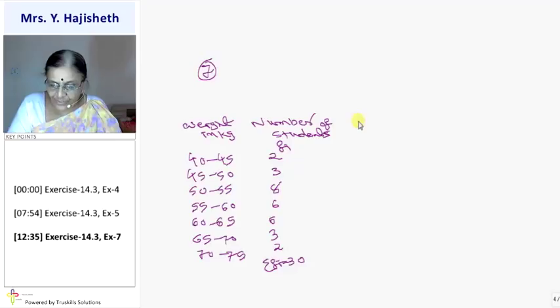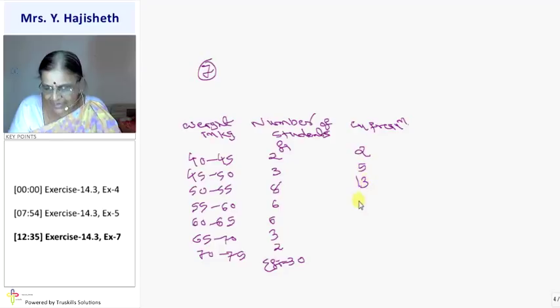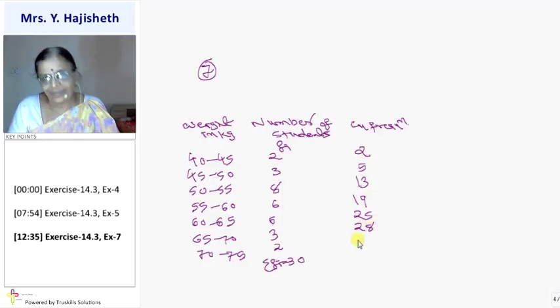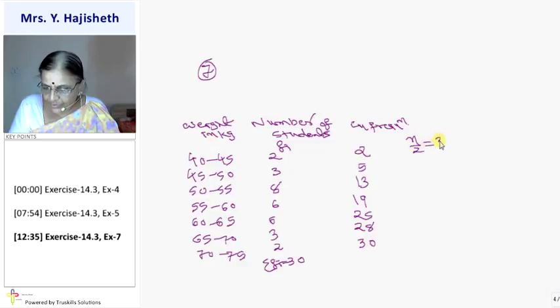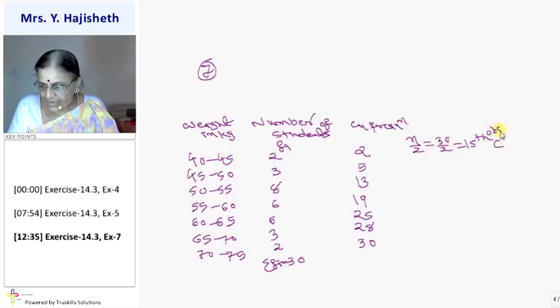Now for the median I should find the cumulative frequency first of all. Cumulative frequency, go on adding: 2 plus 3 is 5, 5 plus 8 is 13, 13 plus 6 is 19, 19 plus 6 is 25, 25 plus 3 is 28, and 28 plus 2 is 30. Now find n by 2. n by 2 means 30 by 2, which is the 15th observation. Now the 15th observation lies in the class 55 to 60.